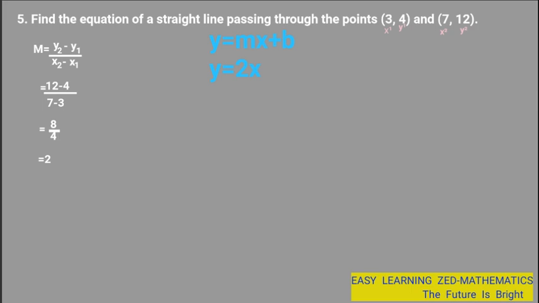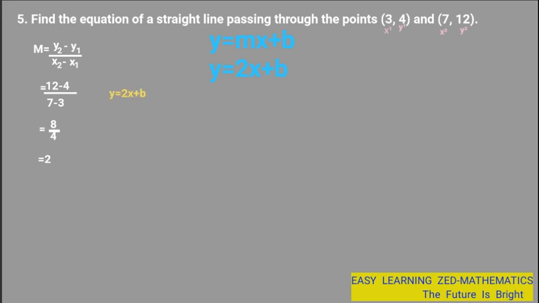Okay, we're trying to come up with the equation of a straight line which is passing through (3, 4) and (7, 12). So we don't have b. So how can we find b? I'm going to show you how you find the value of b, which is the intercept. To find the intercept, we're going to get the equation we've come up with, which is y is equal to 2x plus b. Okay, like that.